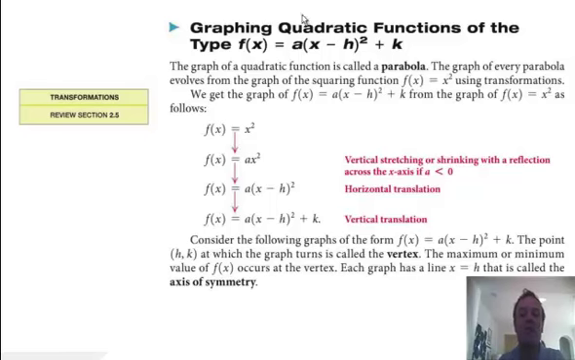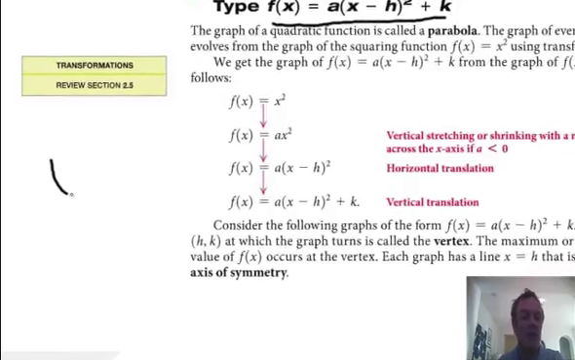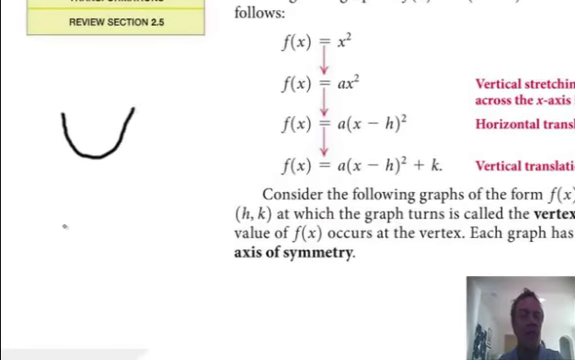Right, we're looking at quadratic functions of this form here. Now, it's a parabola. It's going to look something like this. If it's a negative one, it'll look something like this.